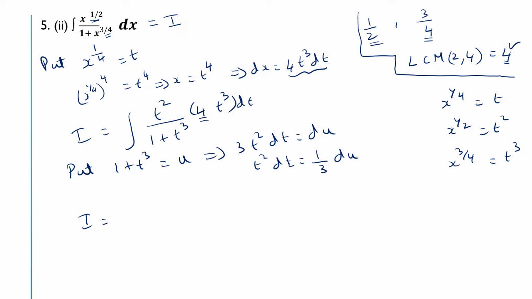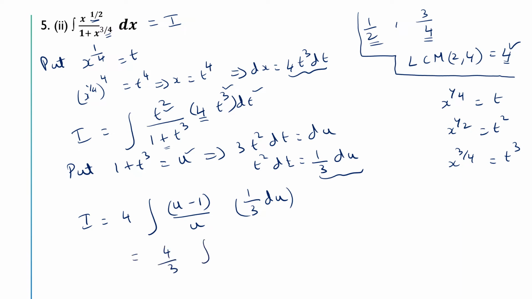I am taking 4 outside, so it will be 4 integral t square dt will be 1 by 3 du, and t cube will be u minus 1. U minus 1 into 1 by 3 du, here divided by 1 plus t cube we have taken as u, divided by u. So this will be equal to 4 by 3 into integral 1 minus 1 by u du.